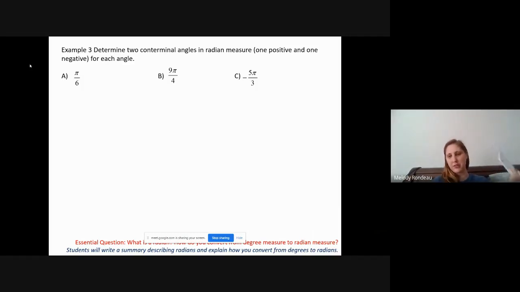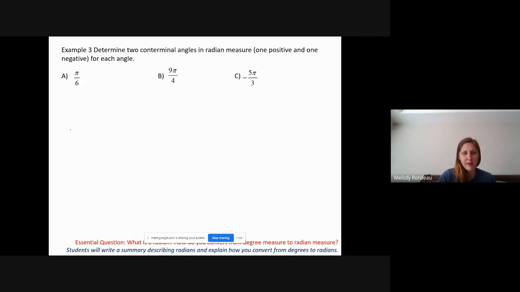This should be where we left off yesterday. We didn't quite make it to example 3. All right, so this question says determine 2 coterminal angles in radian measure, so 1 positive and 1 negative. We talked about coterminal angles yesterday, so just a reminder of what that means. Coterminal means we start and stop at the same places in measuring our angles. So we're going to start with a little bit of review from yesterday.